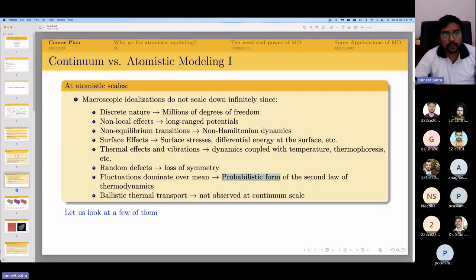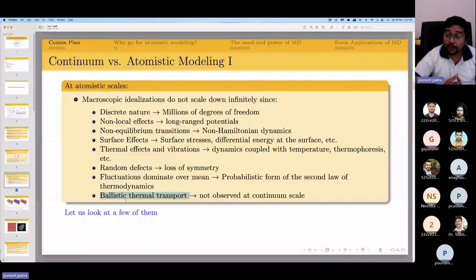One last reason why continuum mechanical theories cannot be directly used for atomistic scale mechanics is that there are situations which are only observed at atomistic scale level and are never really observed at the continuum mechanical level. One classic example of that is ballistic thermal transport. What do we mean by ballistic thermal transport? It means that the thermal conductivity increases linearly as your system size increases.